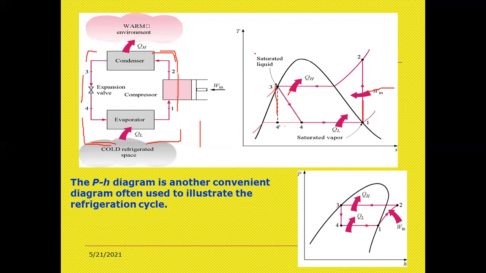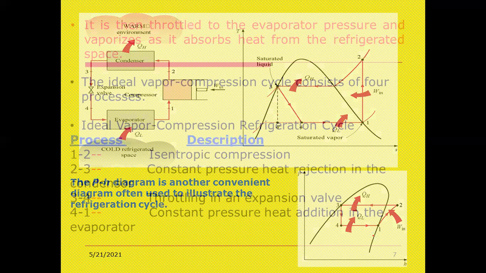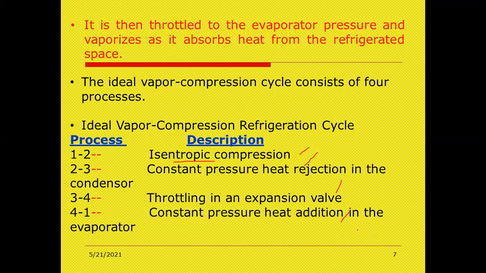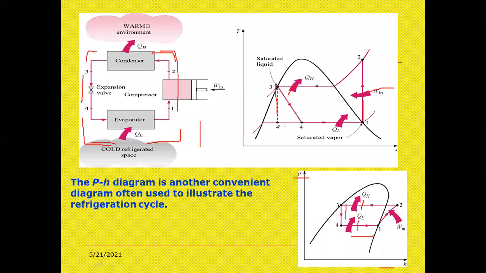So like this, you are having the temperature and entropy. Now coming to the pH diagram: 1 to 2 is work done, 2 to 3 heat is rejected, 3 to 4 is expansion, 4 to 1 is constant pressure heat addition. So he is taking heat addition. QL is heat added, QH is heat rejected. So this is the pH and TS diagram of the refrigeration system.